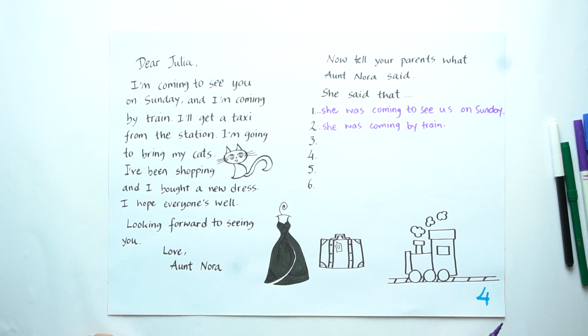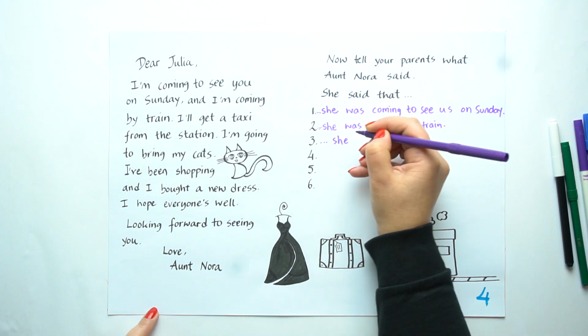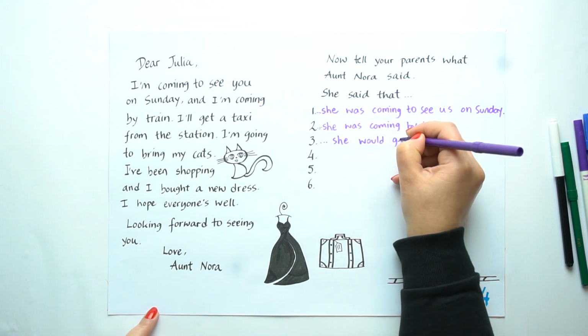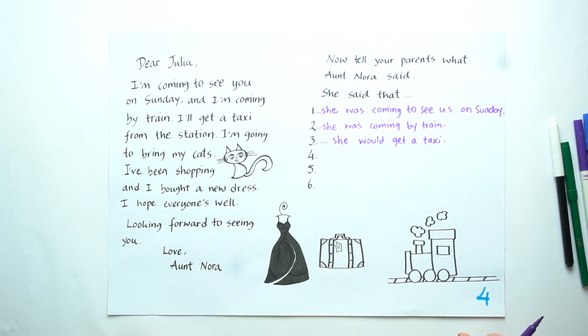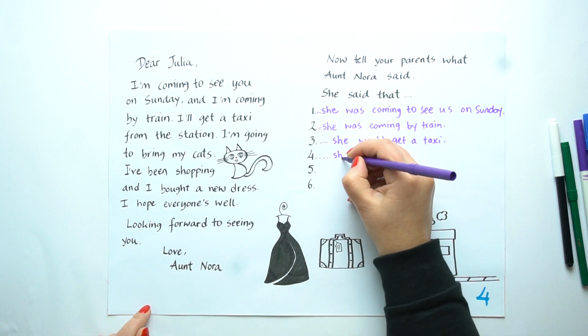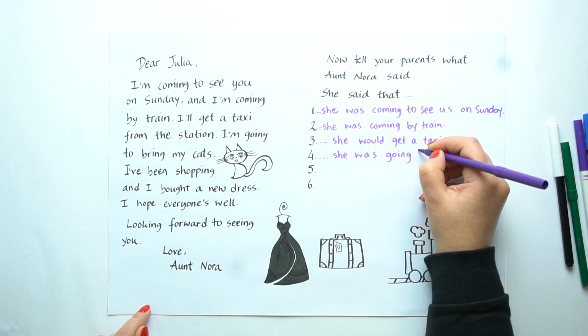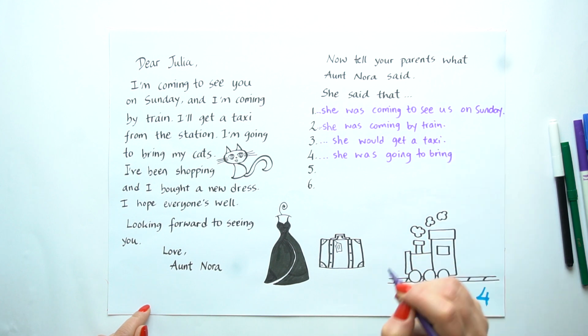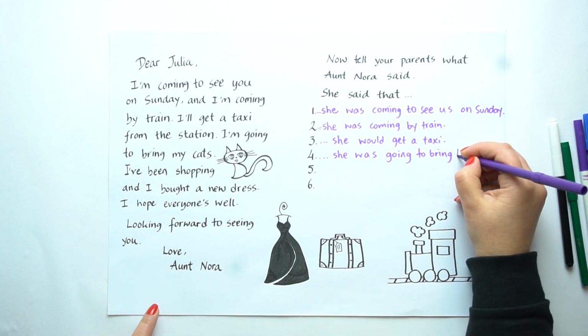I'll get a taxi from the station. Remember, will becomes would. So she said that she would get a taxi. All right? And then the next one is, I'm going to bring my cats. Am going to becomes was going to. So we say, she said that she was going to bring her cats, right? Those are not my cats, it's my Aunt Nora's cats. So we say her cats.